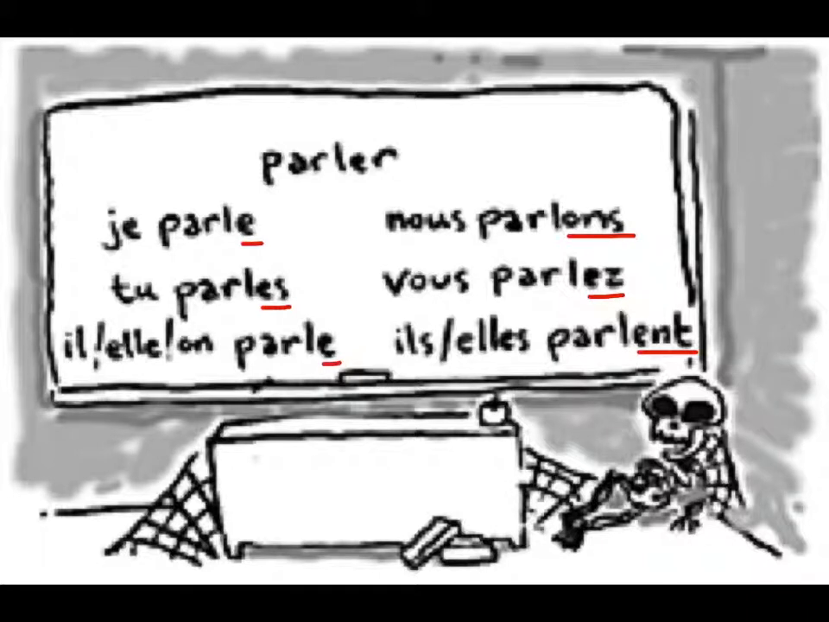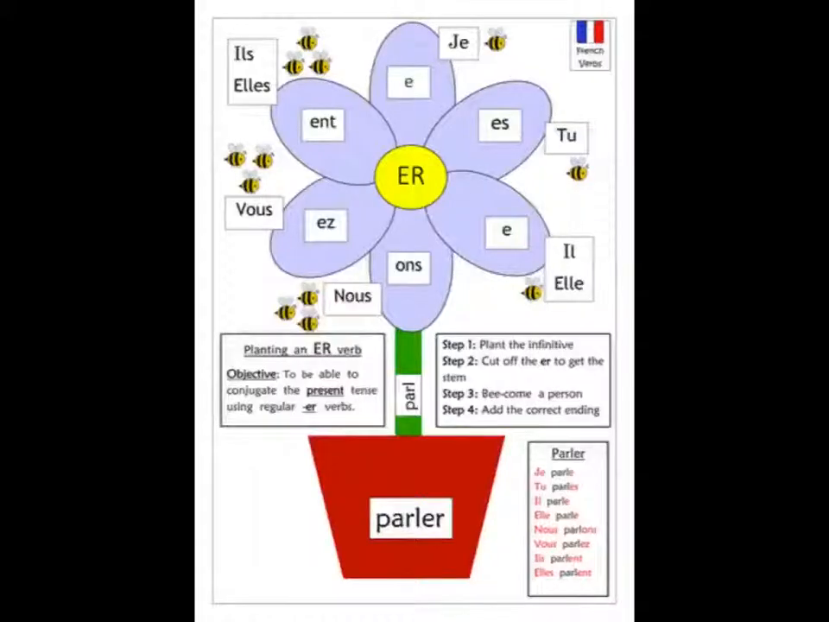So in the previous video I mentioned how we start with the infinitive. Step 1 is to remove the ER and step 2 is to add the appropriate ending. This should hopefully look quite familiar. Here you can see the process but in a pictorial form. In the plant pot we have the infinitive, parler. Step 1, where it moves into the stem, I've removed the ER. And then in the petals of the flower you can see which endings we need to add depending on who is doing the verb. So this diagram is purely about verbs in French which end with ER.